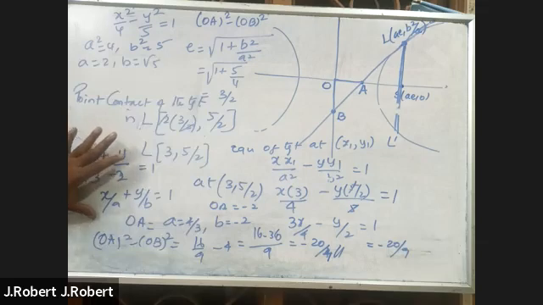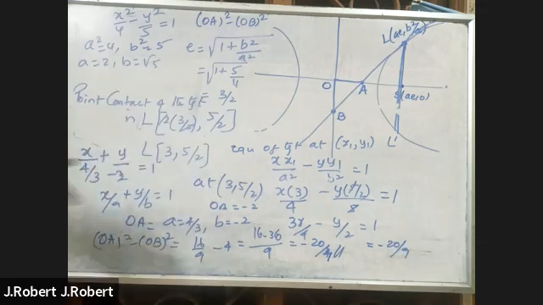Now, OA square minus OB square. OA is 4 by 3, the whole square, 16 by 9, and OB square is minus 2 whole square, 4. Simplifying, we get minus 20 by 9. So we'll move on to the next problem.